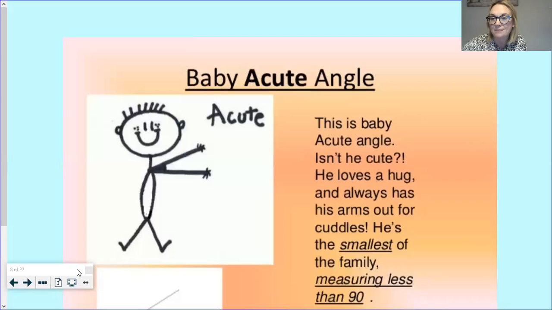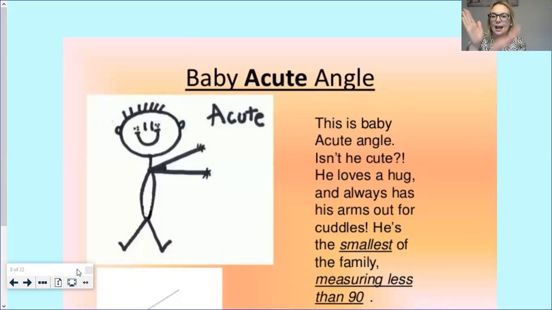Now, the baby, his arms are making the angle of an acute angle. An acute angle is smaller, less than 90 degrees. I like this one because it helps me to remember that the acute angle is the angle that is smaller than 90 degrees because it's cute, it's small. So in this case, we've got the baby acute angle.